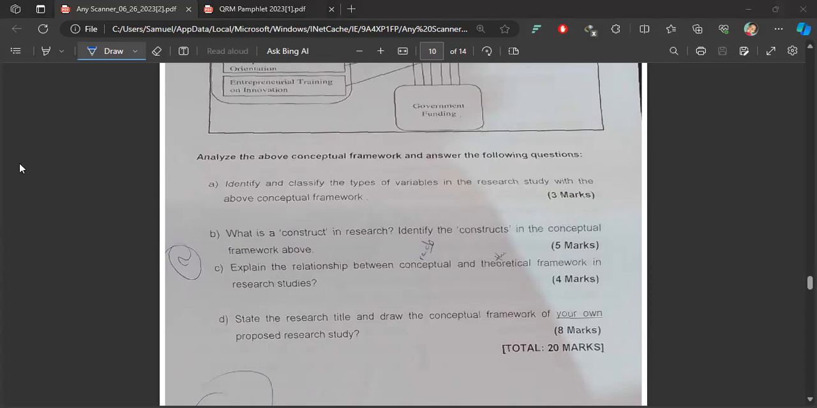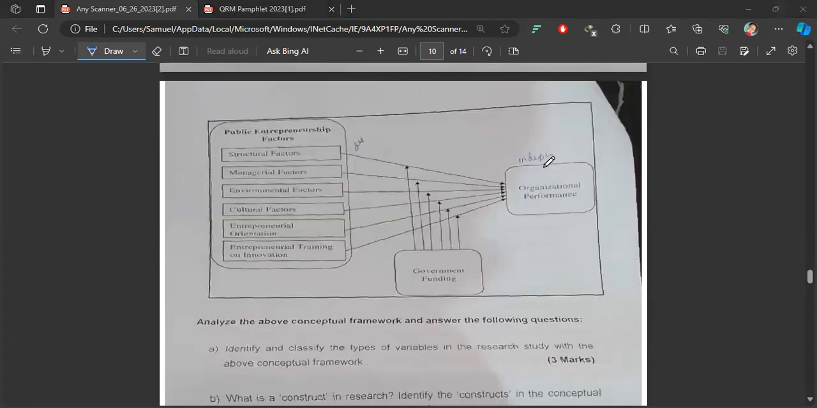So in this study that we have, we've got the dependent variable. This person got it wrong. I don't know why they put independent variable.